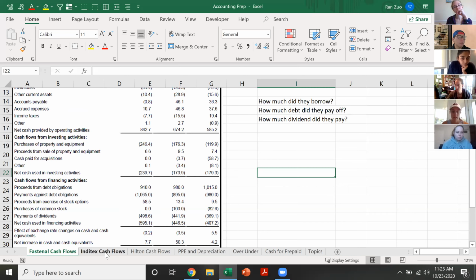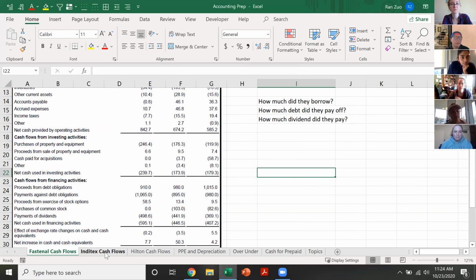Any other questions on this? I have a question. Yeah, Katie. So if the net cash used in financing activities is negative, you can kind of assume that any investing activities are funded by operating activities, right? It's an assumption that I'm making.